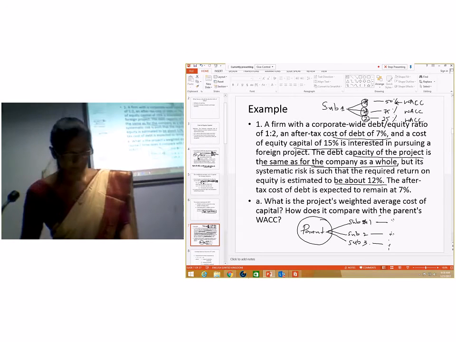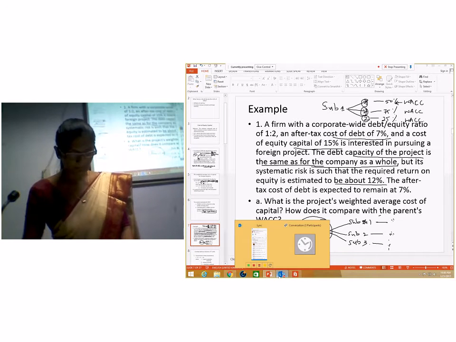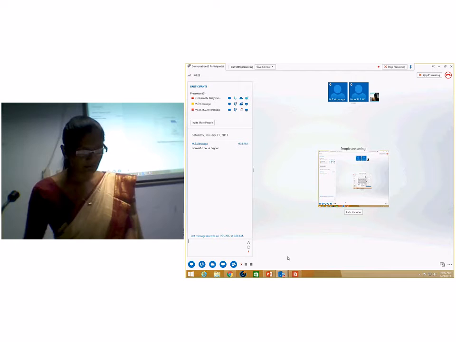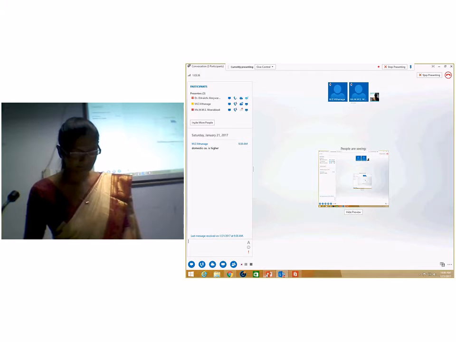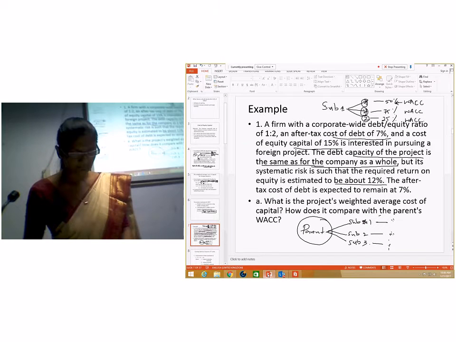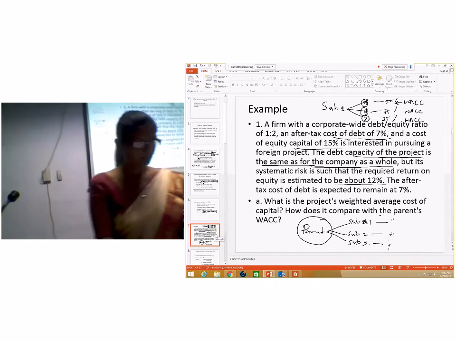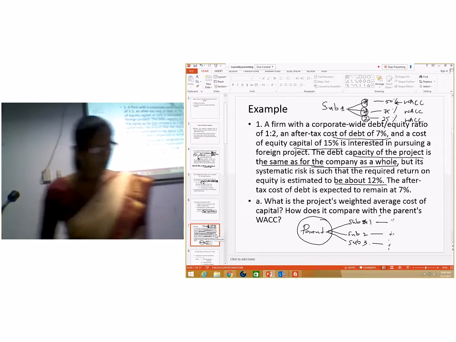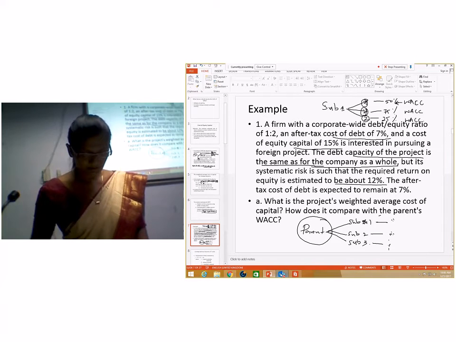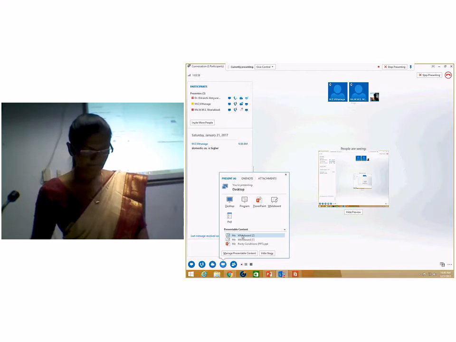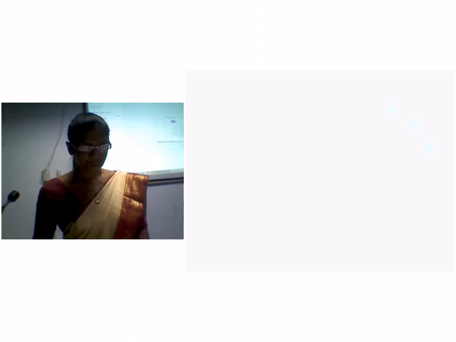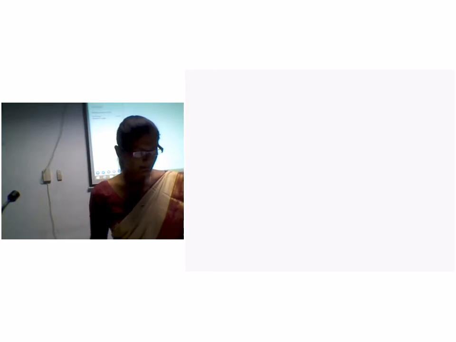Right, have you done it? Anybody got the answer? Right. What is the weighted average cost of capital of the project? Right. We have in the question, which equation we have to use? Question, all the details are given, right? We just have to plug the values.